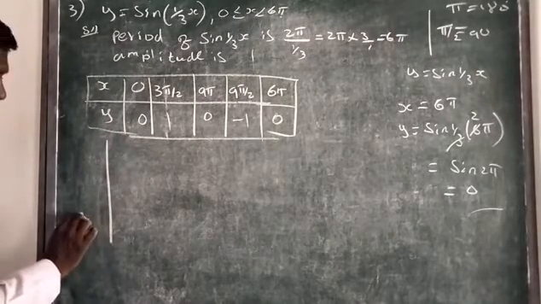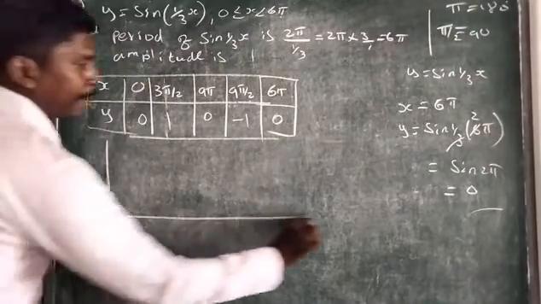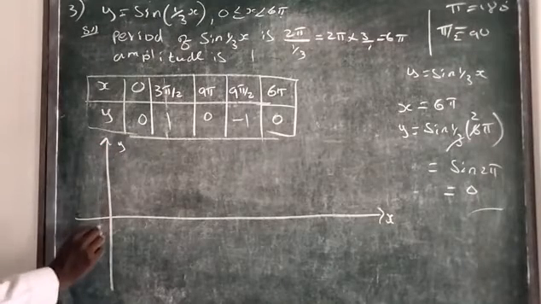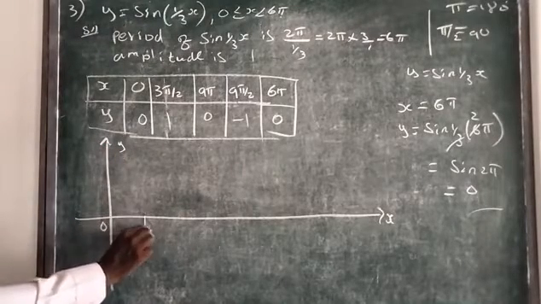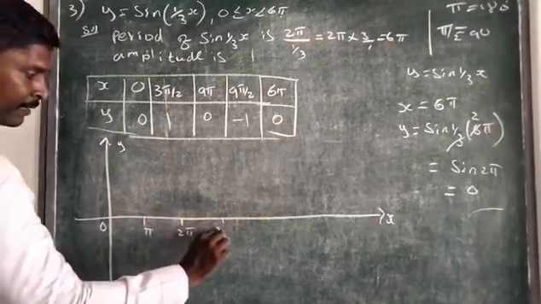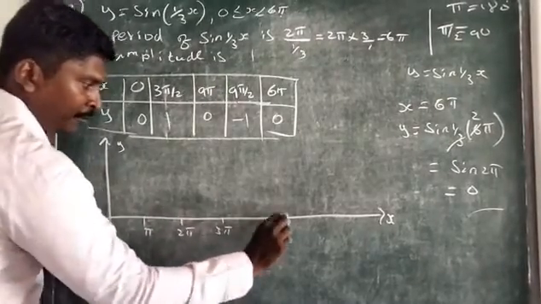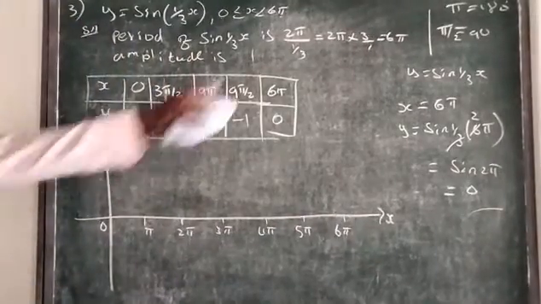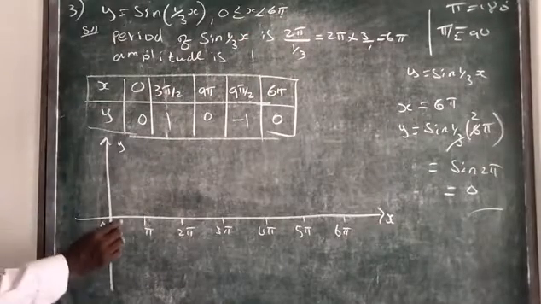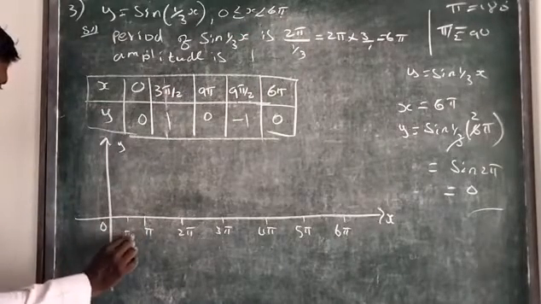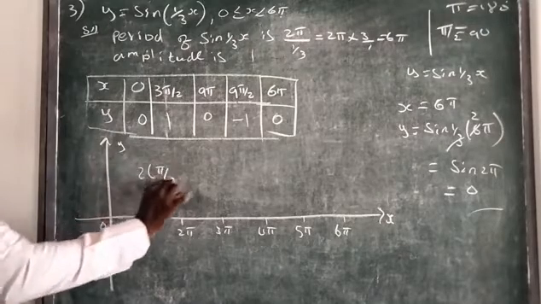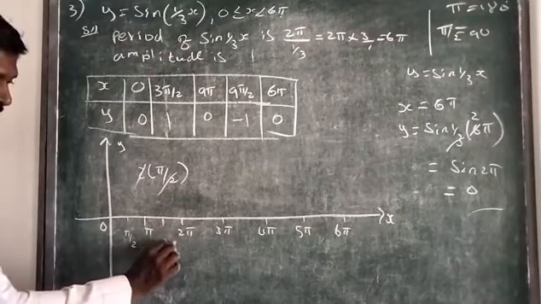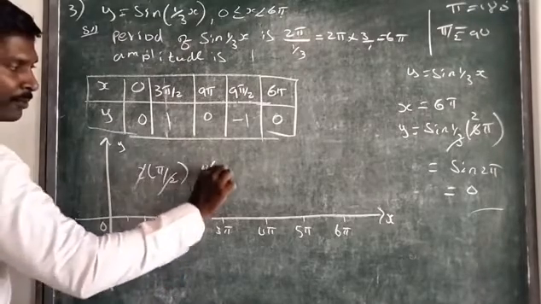That's enough. These 5 points are enough to draw the diagram. So take the x axis and y axis. Now we start with 0. Take π, 2π, 3π, 4π up to 6π, since we take a maximum of 6π. Now in between, π/2 is there. So 2π/2 only becomes π. Then 3π/2 will come here. This is 4π/2, that is 2π.